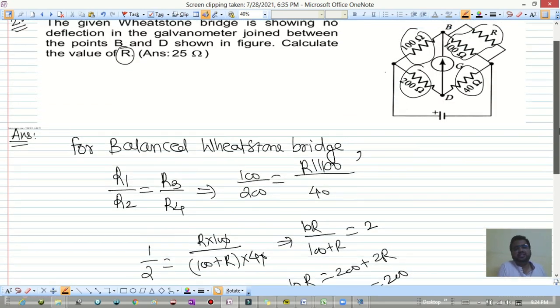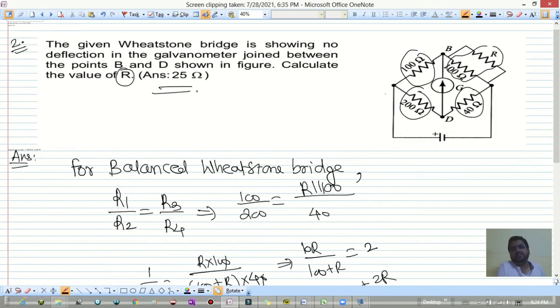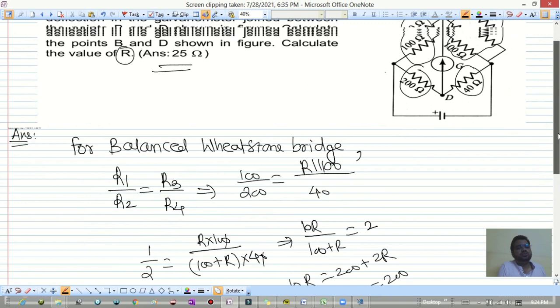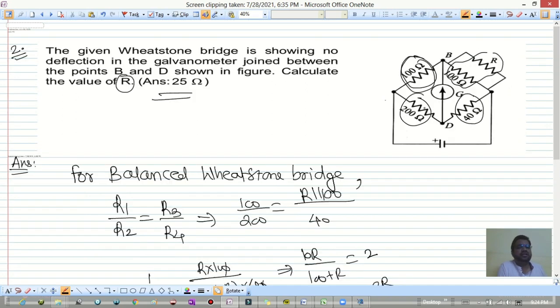So I hope this is clear. Right, this is the 25 ohm. That means you have to just see the condition over here: 100 divided by 200 is equal to the parallel combination of this divided by 40. So I hope this is clear. Chalo, the next problem.